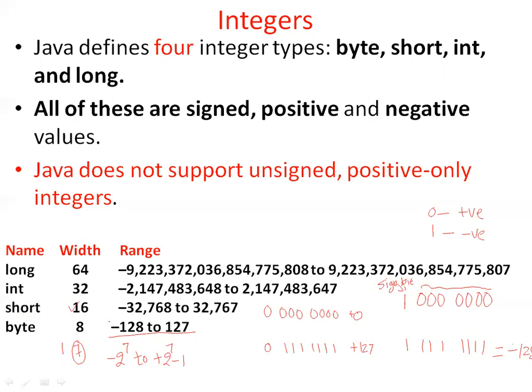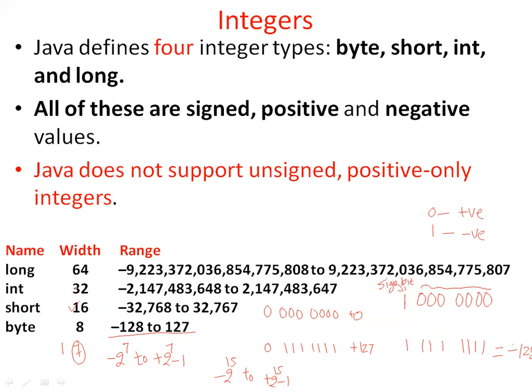You can apply the same formula here. 16 bits are available, 1 bit is for sign, then the remaining 15 bits are available for storing the value. How do you get this range? It is minus 2 power 15 to plus 2 power 15 minus 1. This is the formula. 2 power 15 is 32,768, and minus 1 means 32,767 on the positive side, 1 less.